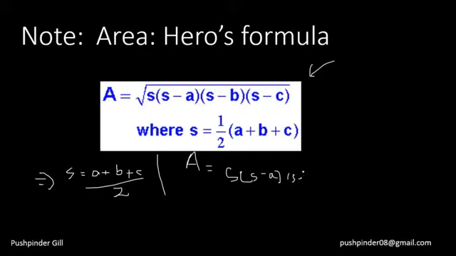into semi-perimeter minus B into semi-perimeter minus C and the whole root of it. So that will actually give you the area of any triangle.